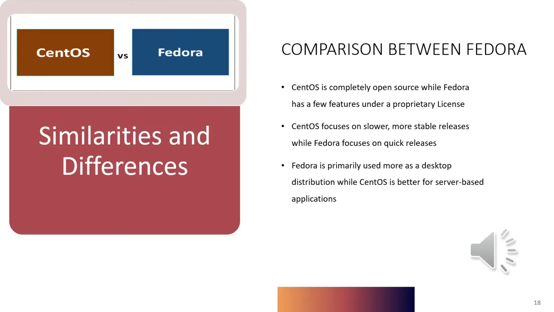Since the updates for Fedora can be less stable than CentOS, it is generally regarded more as a desktop distribution, while CentOS is geared better towards server-based applications.